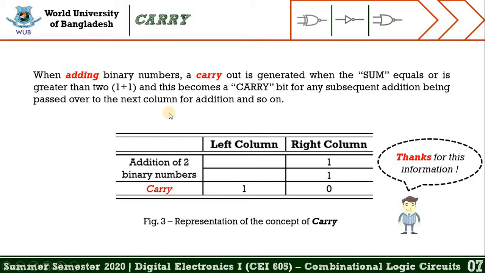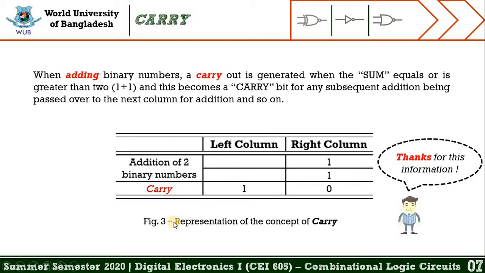Now we need to know carry. What is carry? When adding binary numbers, a carry out is generated when the sum equals or is greater than 2, as in 1 plus 1, and this becomes a carry bit for any subsequent addition, being passed over to the next column for addition, and so on. And figure 3 represents the concept of carry.